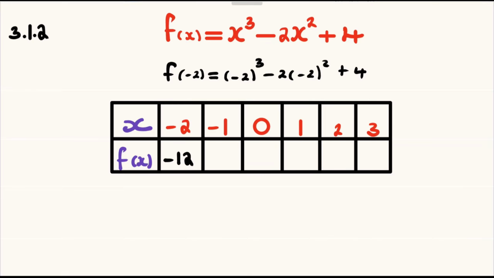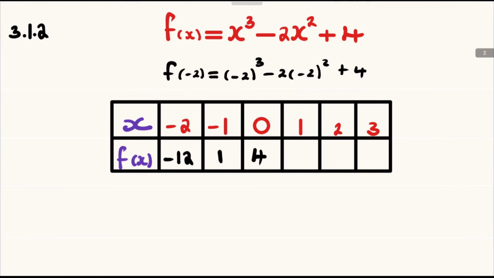We substitute negative 1. Negative 1 minus 2 plus 4 will be 1. We substitute 0, so this will be equal to 4. And when we substitute 1, 1 minus 2 plus 4 will be equal to positive 3. When we substitute 2, 8 minus 8 plus 4 will be 4. And when we substitute 3, this will be equal to 13. So this will be our table.